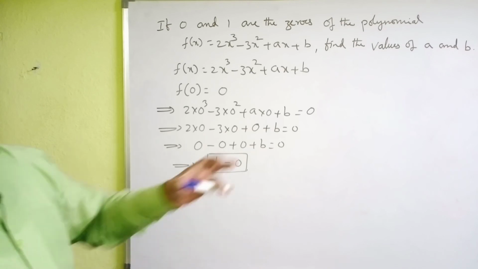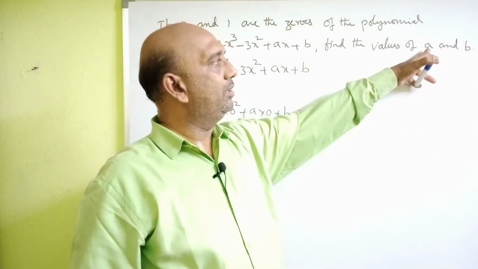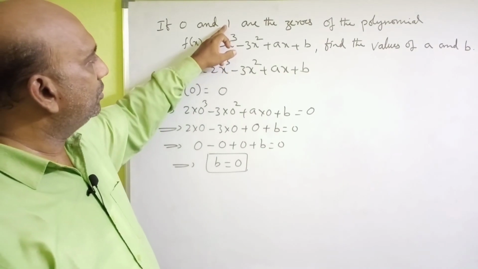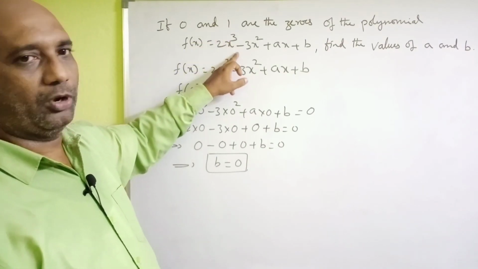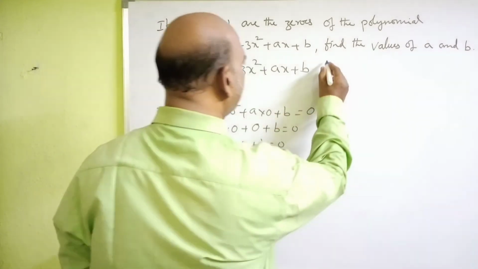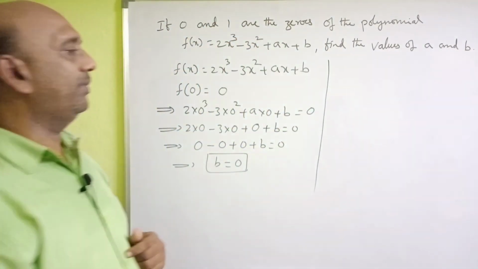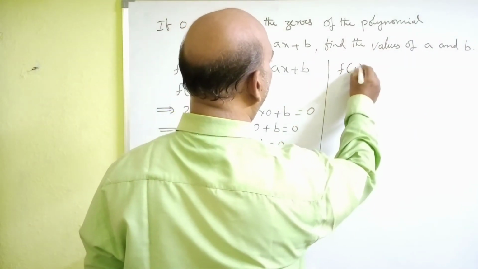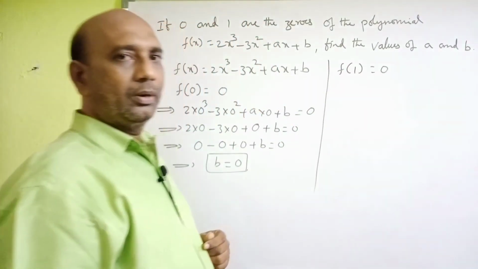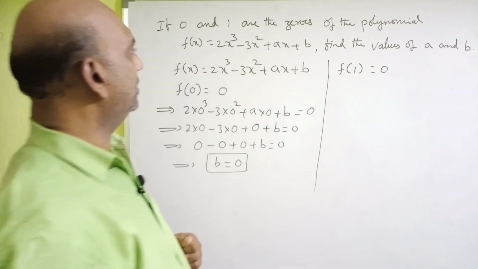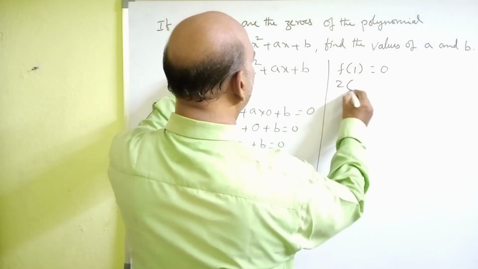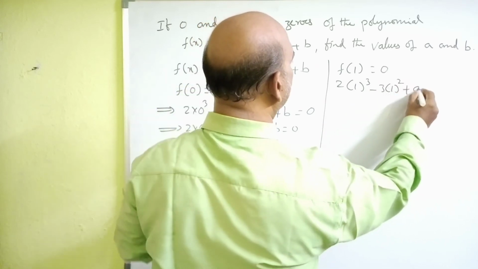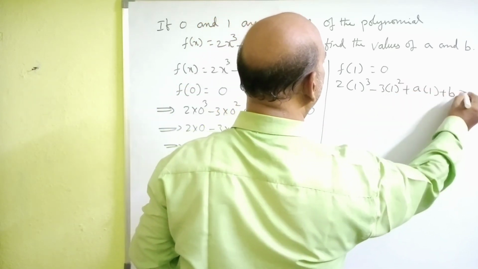After that we have to find the value of a also. For that here 1 is also given the 0 of this given polynomial. That means substitute 1 in place of x and take equal to 0. That means f of 1 equal to 0. By substituting 1 in place of x, we get 2 into 1 cube minus 3 into 1 square plus a into 1 plus b equal to 0.